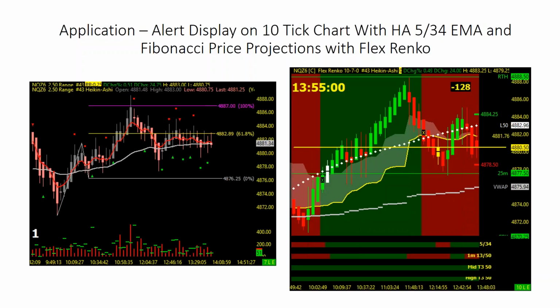So what am I going to do here? Okay, alert on 10 tick with Heikin-Ashi, Fibonacci. Here's our flex Renko move off of that, and you'll see we get right up here to the 100% move, and then we get some absorption and a pullback, and this one eventually went into consolidation. So these are a couple of different ways that I use the order flow information.